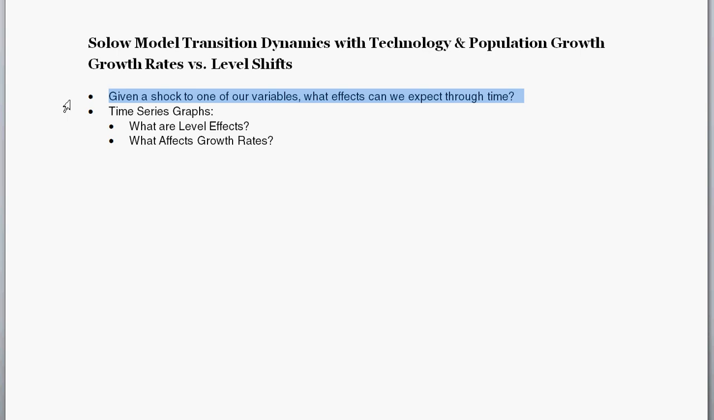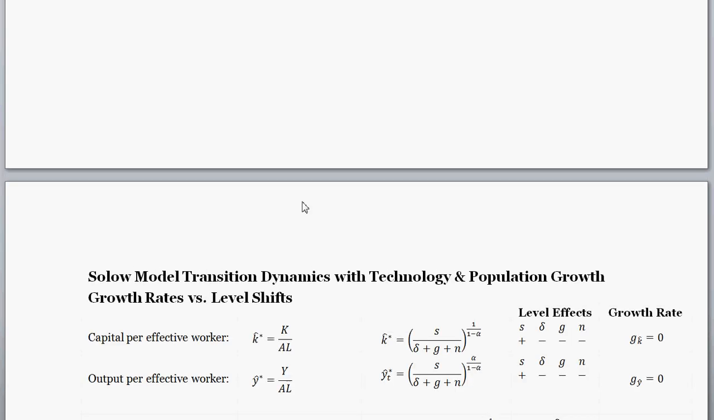So the question is, when you shock something, is that effect instantaneous, or is it something that changes through time? And when it changes through time, there are actually different effects you could have. I'm going to classify them as level effects and growth rate effects. To make that point a little clearer, let's look at one of the summary tables I had from a previous video.